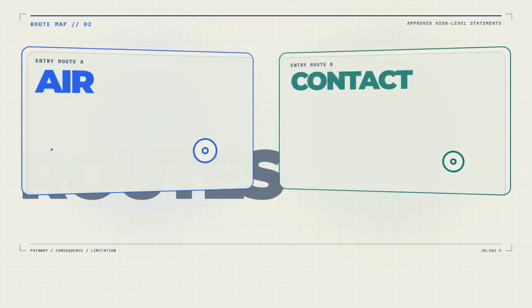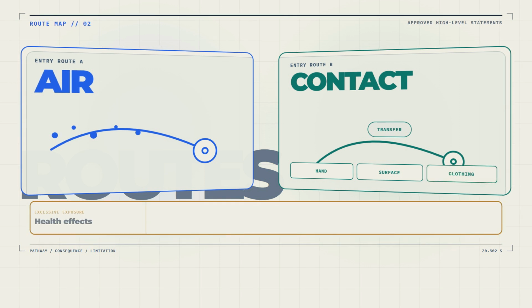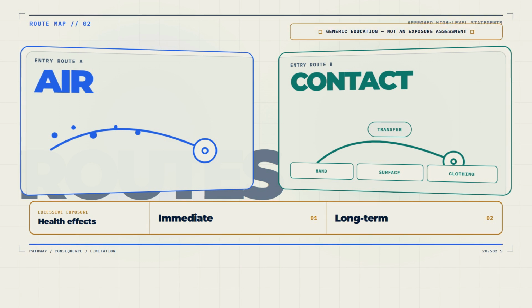The pathway can begin in the air, or with contamination transferred from a hand, surface or item of clothing. Excessive exposure can cause immediate and long-term health effects. These are high-level approved statements. The particles and pathways on screen are generic education, not an exposure assessment or a finding about any person.